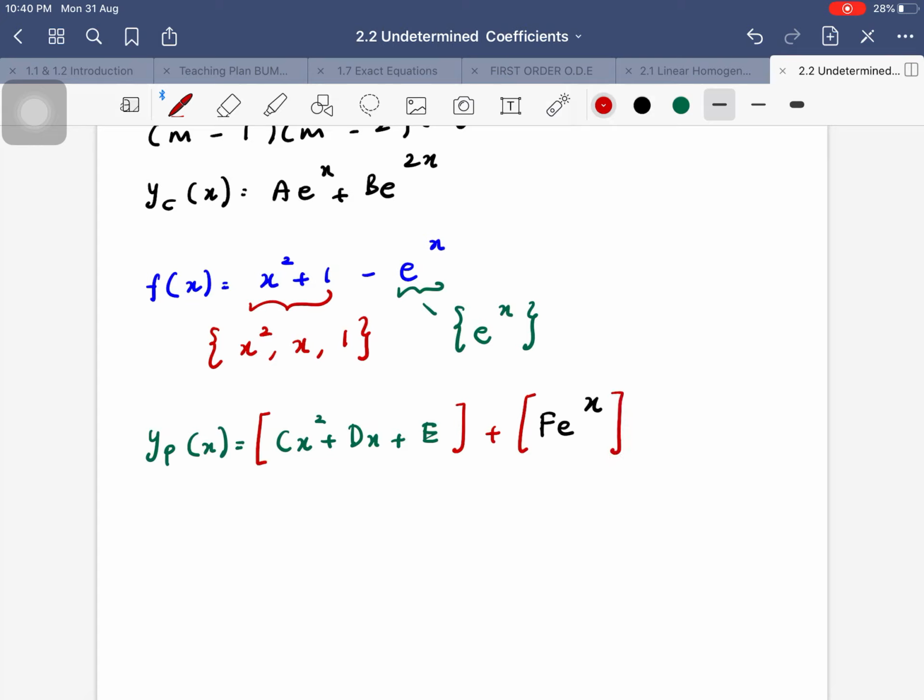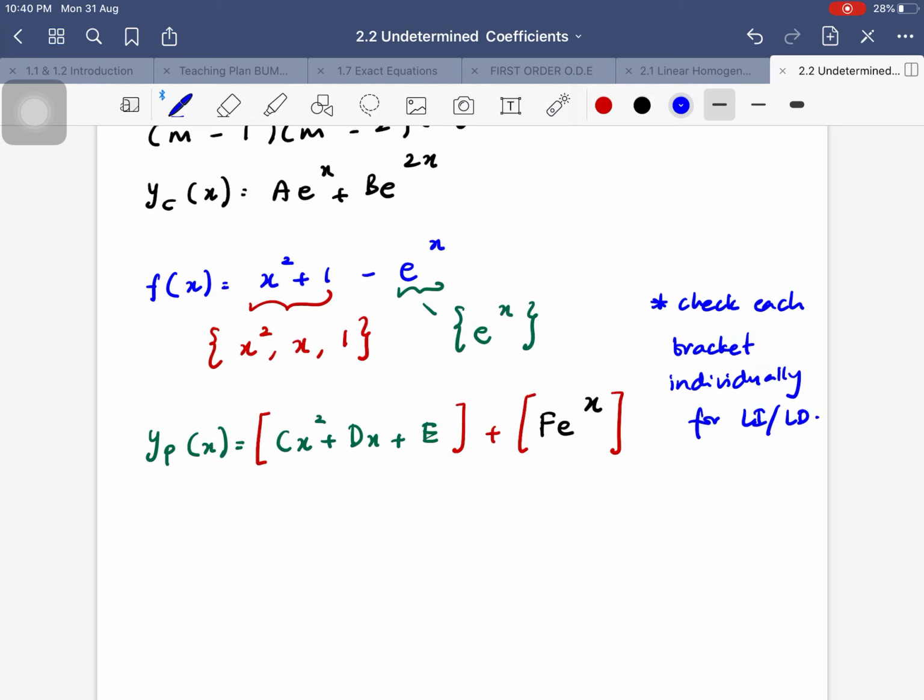Okay, however, let me put a remark over here. When you check for linear dependency, check each bracket individually. Check each bracket individually for linear independence or linear dependence. Okay, what do I mean by that?